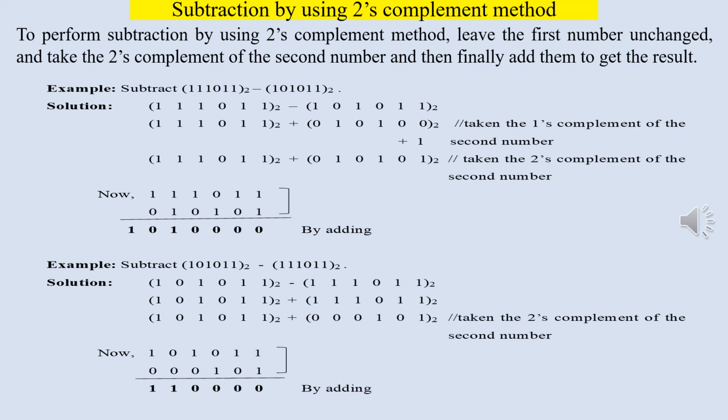In example number 1, we have to perform the subtraction operation of 1, 1, 1, 0, 1, 1 and 1, 0, 1, 0, 1, 1. In this, we have to leave the first number unchanged and find out the 2's complement of the second number. In the first example, to find the 2's complement of the second number, first we have taken its 1's complement and then added 1 with its least significant bit to get the 2's complement. After getting the 2's complement of the second number, we have to add that with the first number.